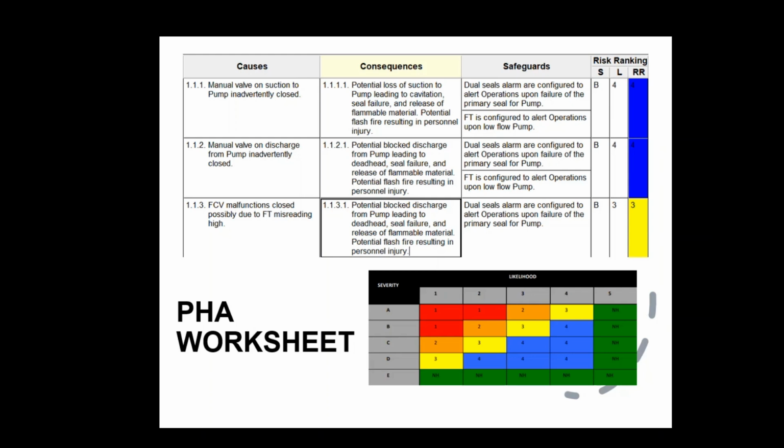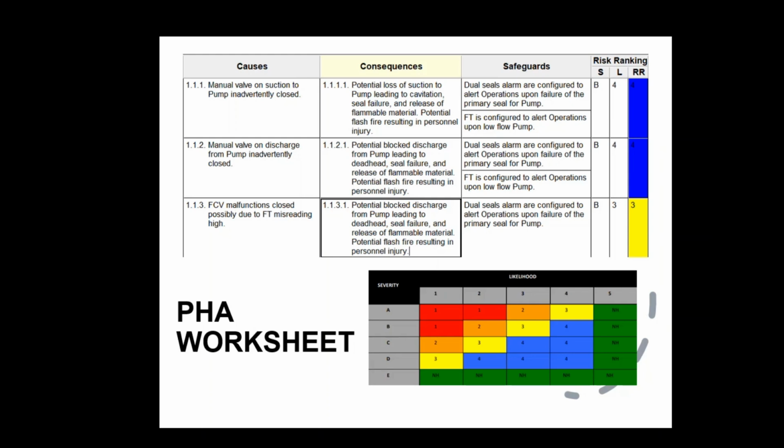So as we can see, the consequence remains the exact same, but now we cannot credit our flow transmitter safeguard as this is the cause of failure. We cannot rely on this alarm to protect us as it may not be functioning as intended when we need it most. So as we can see, the team felt that without the safeguard, the likelihood of this happening went up to a 3, so they felt it was slightly more likely to happen. So the overall risk ranking also went up to a 3 because of this.